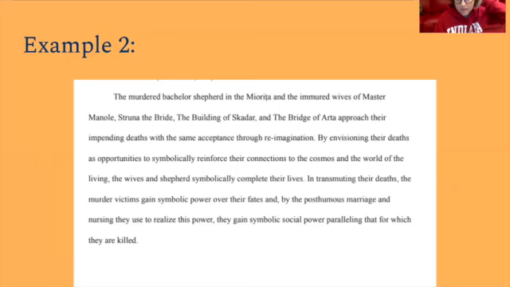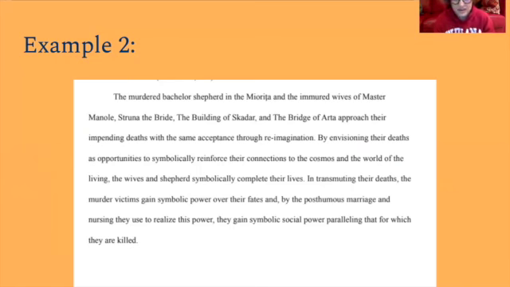And so it doesn't come across quite as jarring that I'm talking about these two things that are fairly different as it did in the previous example. Additionally, I make more of an effort to talk about how these two things are similar and what it means that they're similar, by talking about how both these murdered wives and this shepherd are doing this symbolic completion of their lives in these folk stories by transmuting their deaths into something broader and more meaningful.